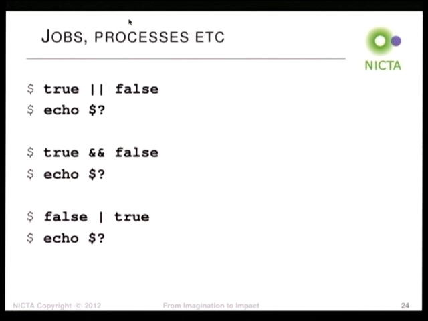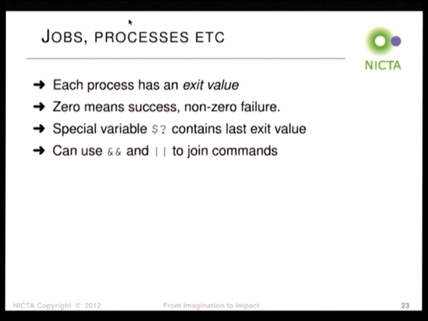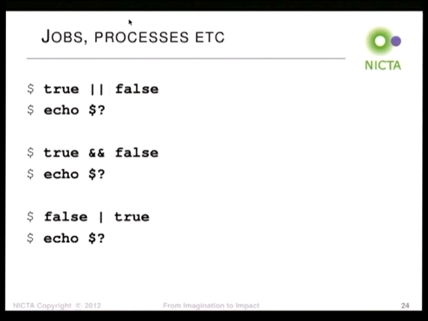Let's give an example. True or false, and then echo dollar question mark. Dollar question mark is a special variable that contains the exit value of the last command executed. True is a command that always exits zero. False is a command that always exits non-zero. They used to be really, really small shell scripts. Now they're huge programs. I don't know why.